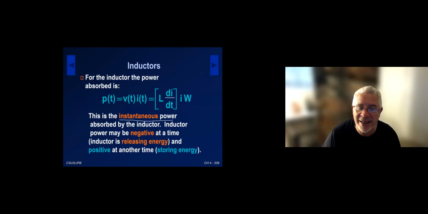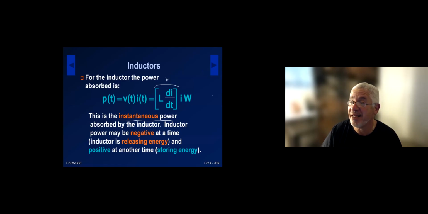Power at a time t is the voltage at time t multiplied by the current at time t. Again, when the passive sign convention is followed, I can replace the voltage by its relationship to the current. If I do that, you can see that I can write the power entirely in terms of current.